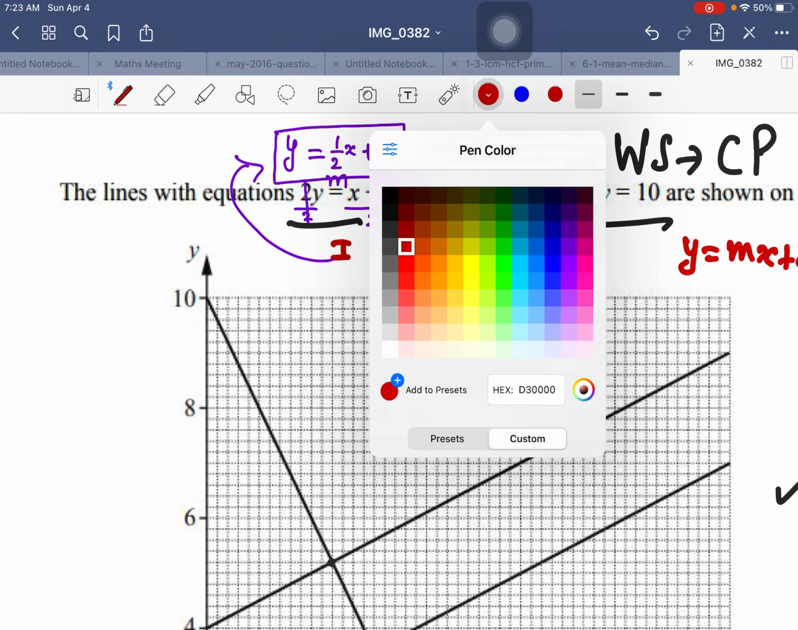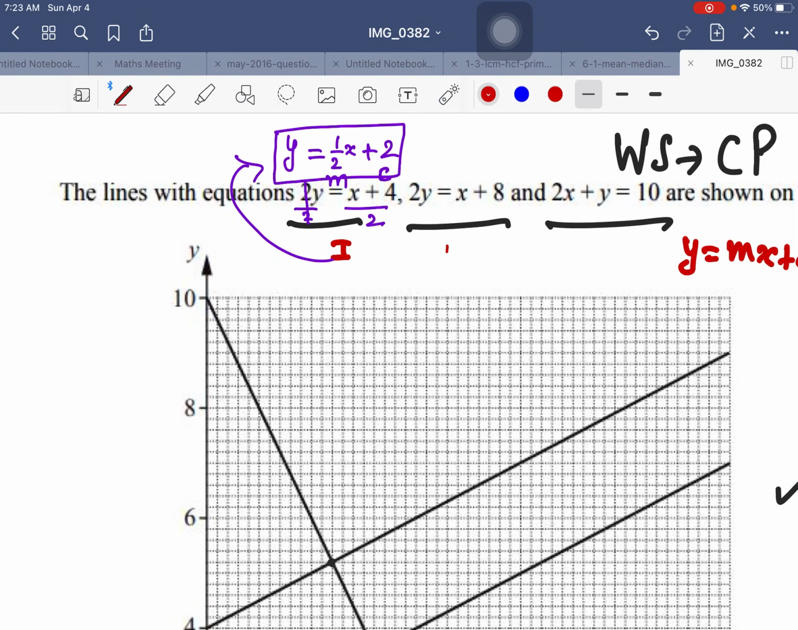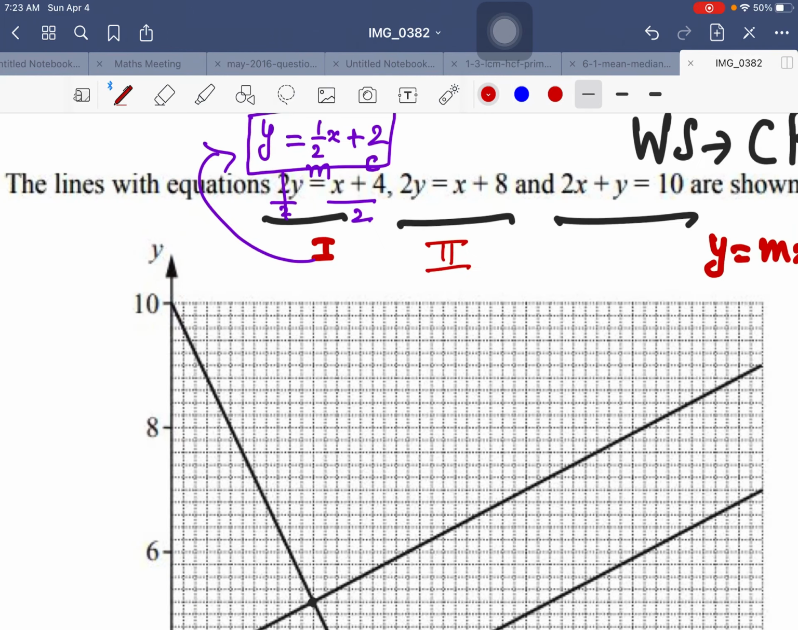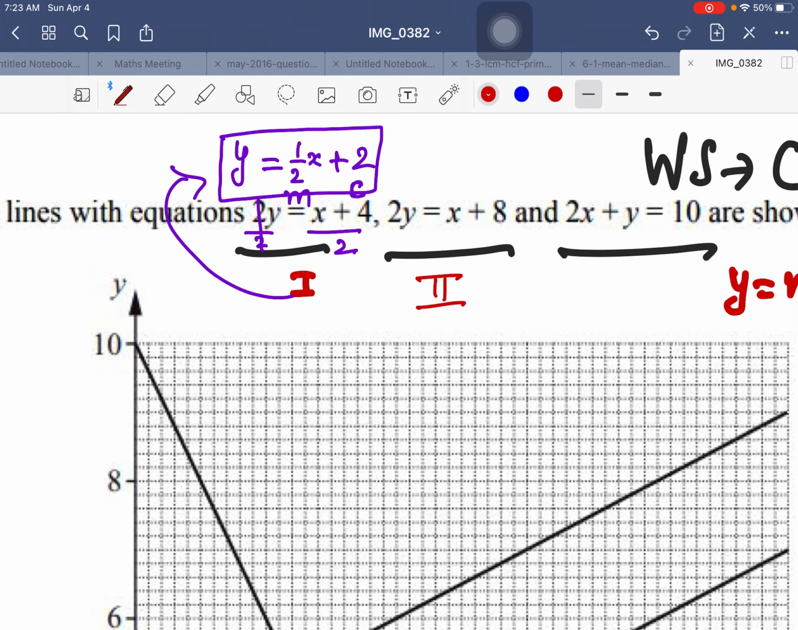In the same way, I can do the other lines also. This second line now, this is 2y equal to x plus 8. The same way, I need to divide both sides by 2. If I divide by 2, 2 cancels on the left side, we get y equals x by 2, means half x. So the same gradient as the previous line, but 8 by 2 is 4. The y-intercept is different from the previous line. So again, gradient is half, y-intercept is 4.